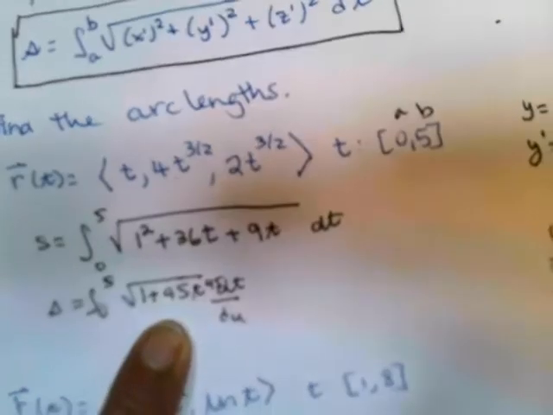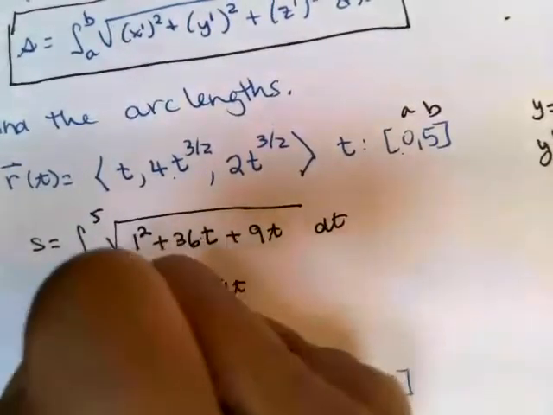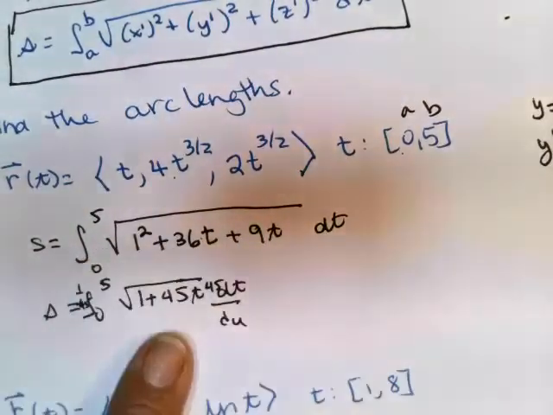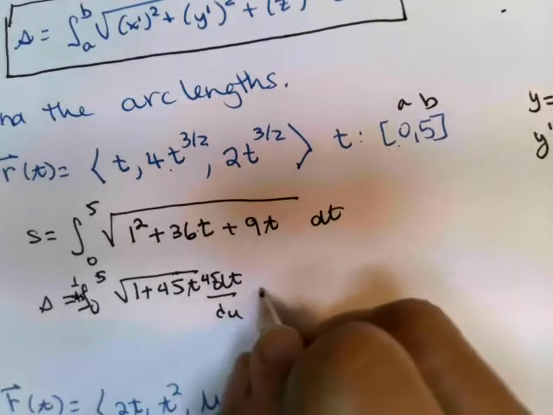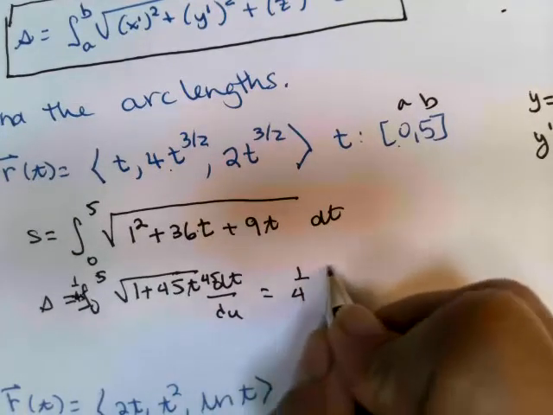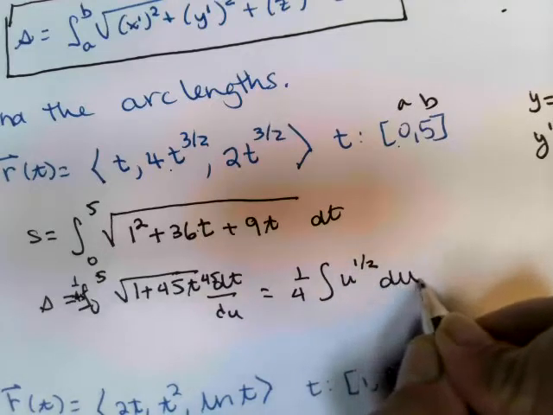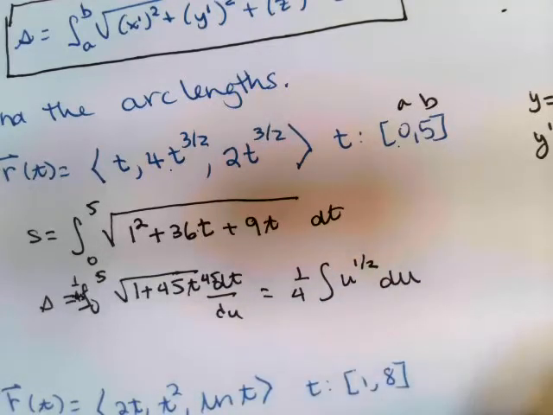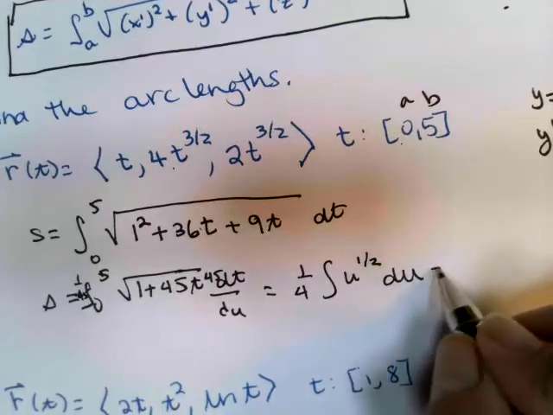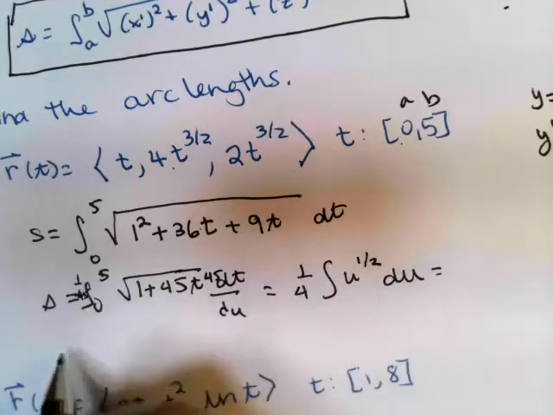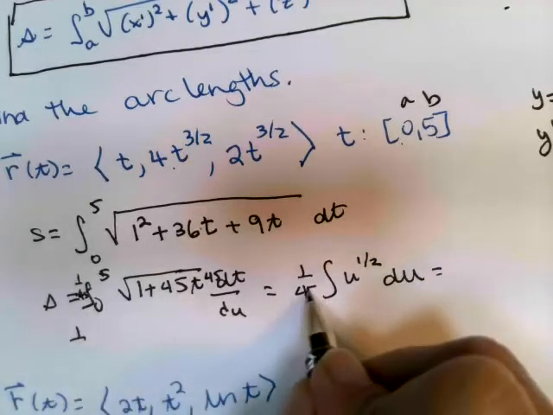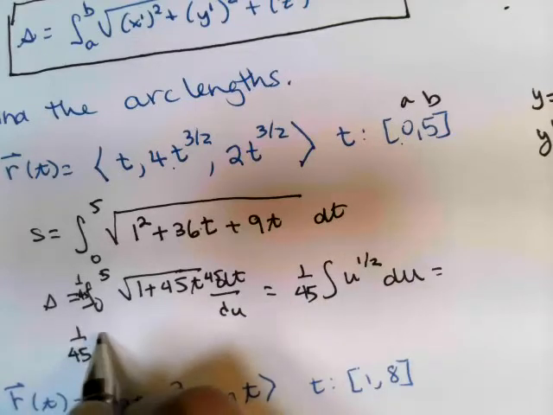Hold on, let me focus. Thank you. 1 over 45 to balance. So now I have 1 over 45 integrating u to the 1/2 du. I'm not going to put my limits on because I'm going to change those up in just a second. I'll go back to my t's. So 1/45.